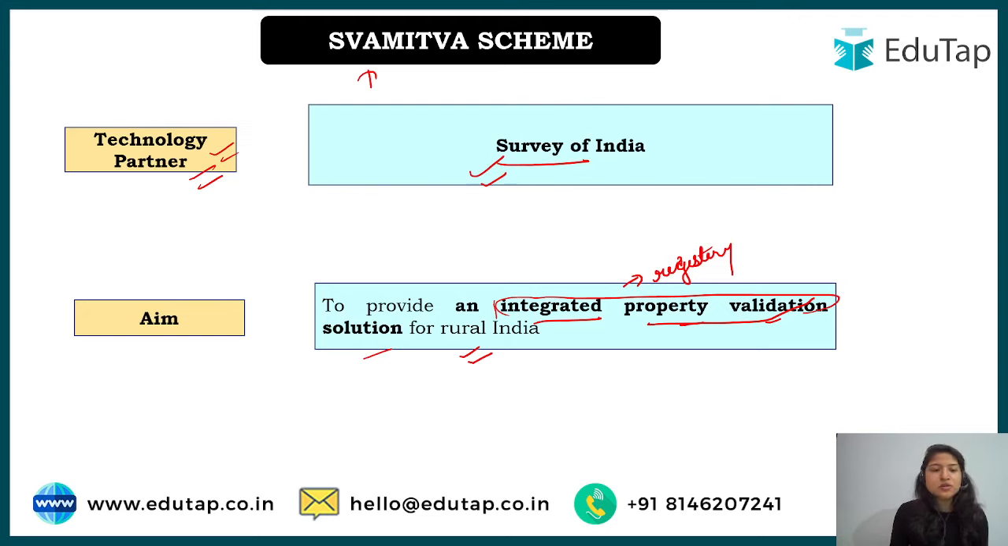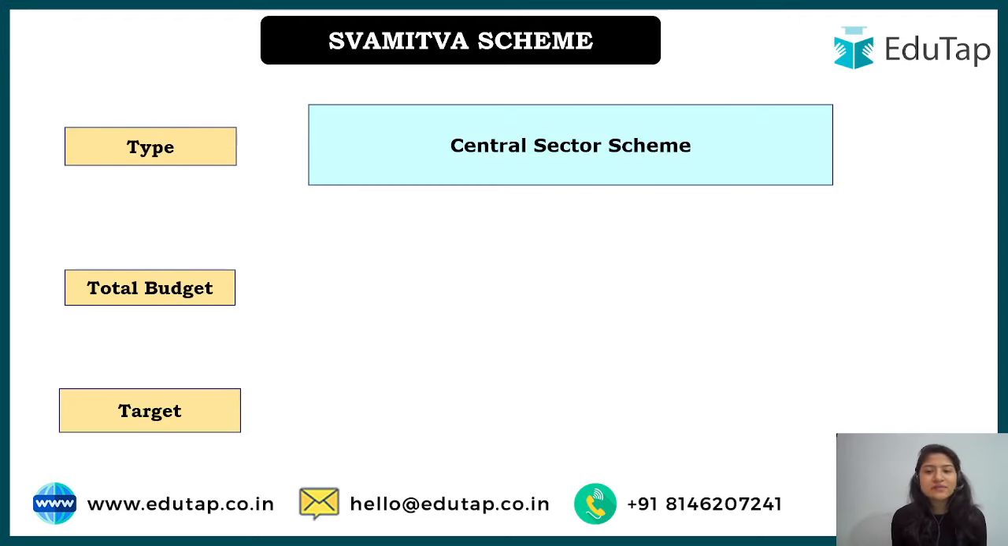Okay, so that is why the aim is basically to have a proper registry of the land of the villages. Type of scheme: it is a central sector scheme. What does it mean? It means it is 100% funded by the central government.